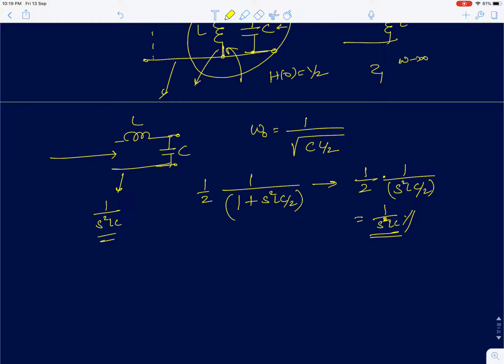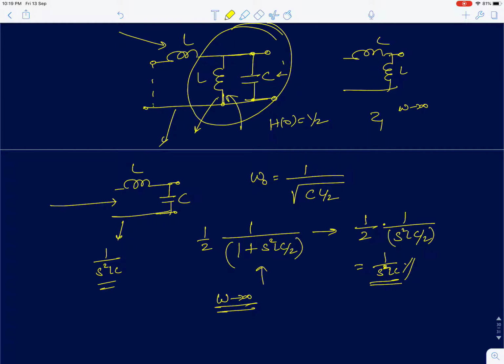So for this circuit, again when omega tends to infinity the gain is 0. So this is a low pass system. You can easily see that at high frequencies the capacitor will behave like a short circuit and the inductor will behave like an open circuit. So you are going to have an equivalent circuit like this. So V0 will be 0. So this is a low pass circuit.